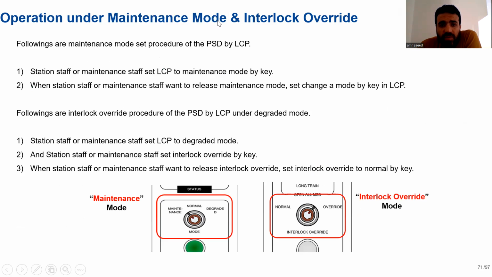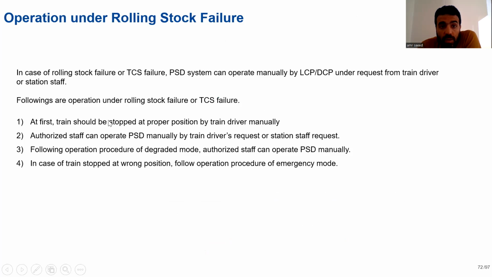For the operation of MACD, the EDD under mode, under interlock override, you can select override mode from LCB by using a specific key to just override there is a failure in one circuit, or there is an issue and you don't want to stop the movement of trains. You will select override mode till you fix the issue.